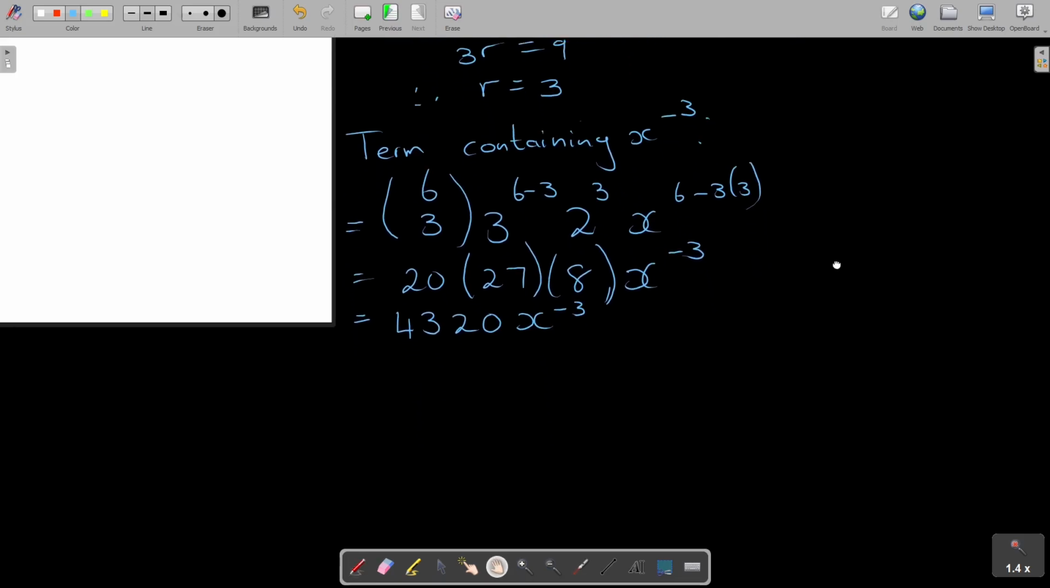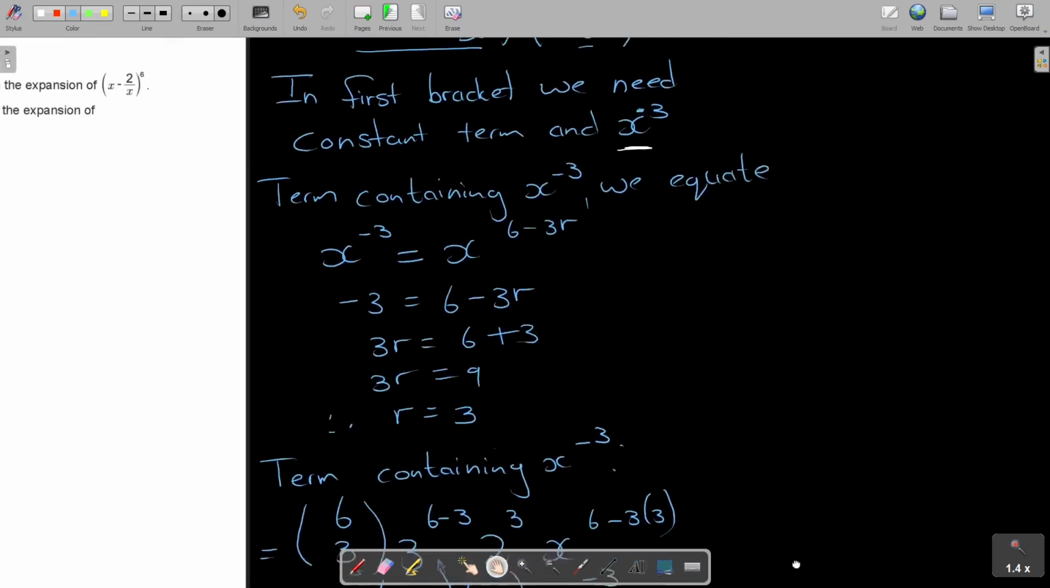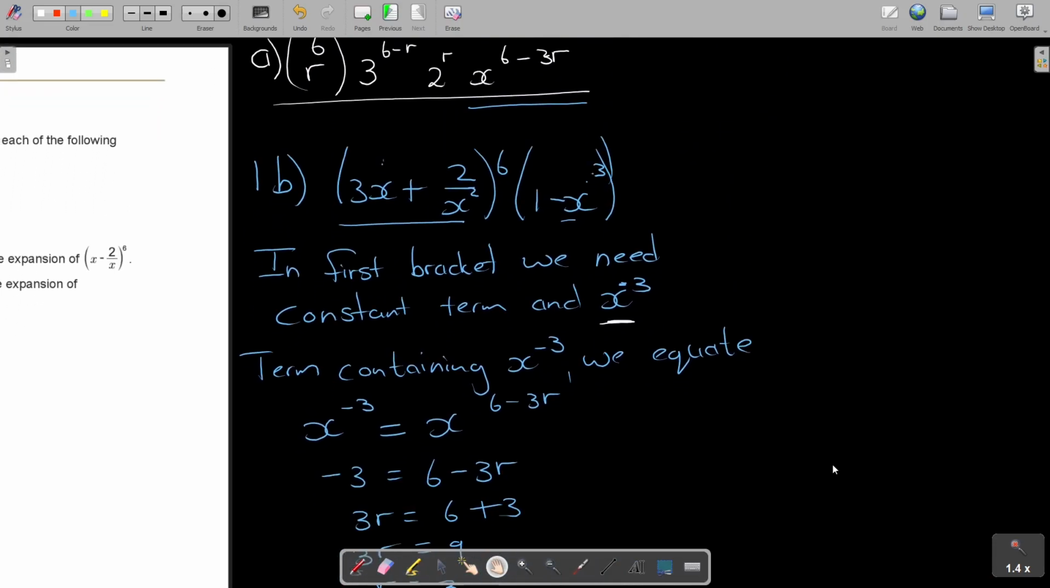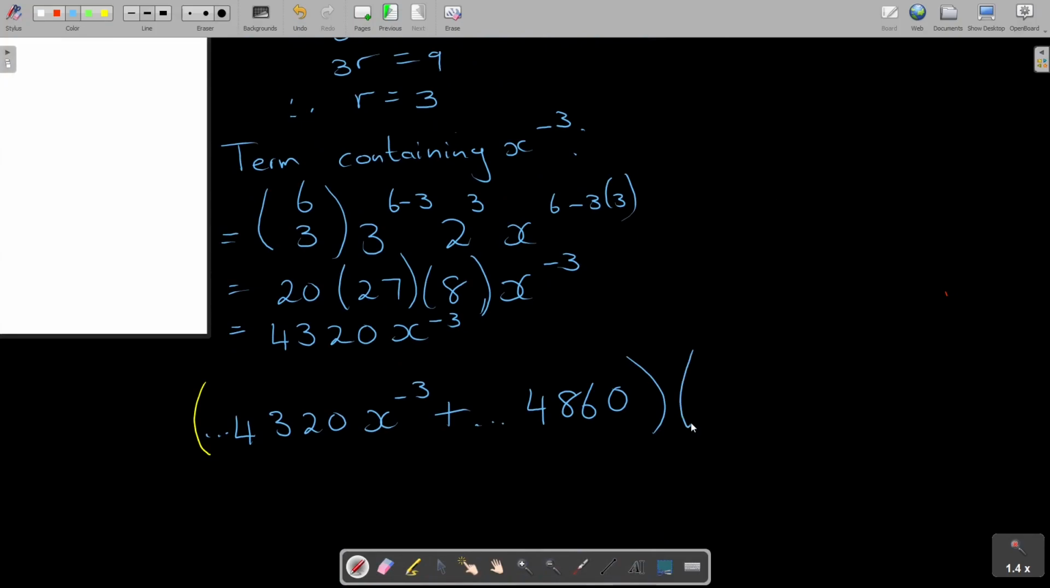Now I'm going to put everything in the two brackets. So in the first bracket I need this 4320 x to the power negative 3 plus, it doesn't matter, we can even do it like this. But I also need the constant term, 4860. That's that bracket. I just substitute it there. But now I rewrite the other bracket, and that's going to be 1 minus x to the power of 3.